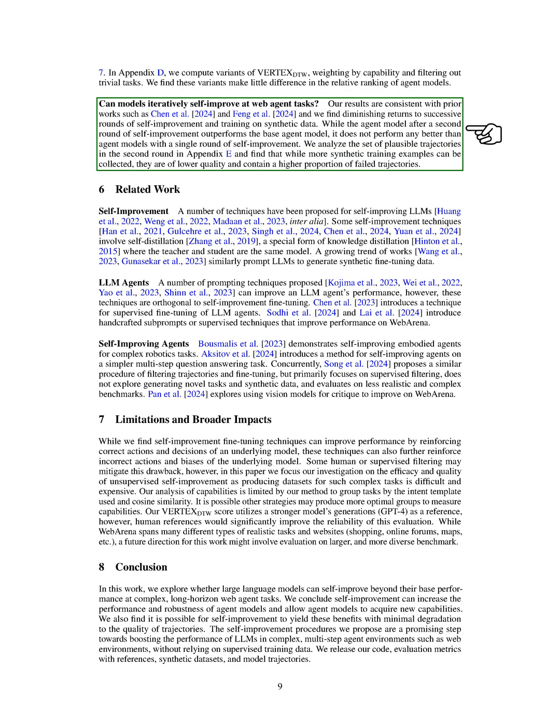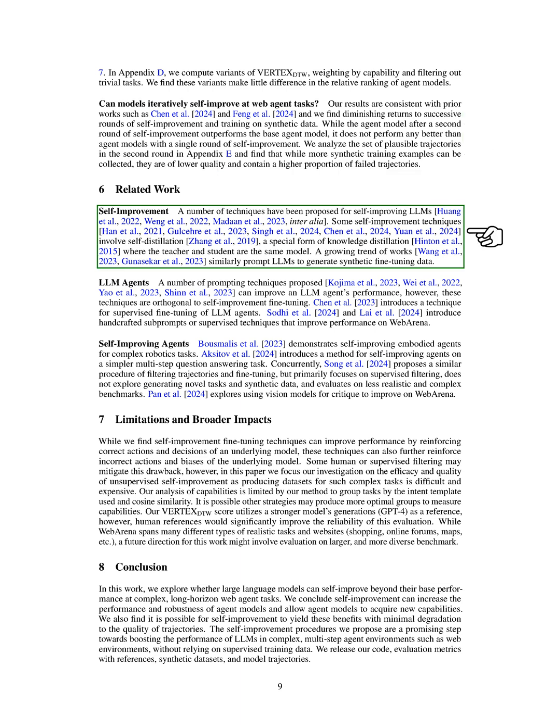Our findings align with previous studies, indicating diminishing returns from successive rounds of self-improvement and training on synthetic data. While an agent model may outperform the base model after a second round of self-improvement, it does not surpass models with only one round of self-improvement. Further analysis in the appendix reveals that in the second round, more synthetic training examples can be gathered, but they are of lower quality and contain a higher proportion of failed trajectories.